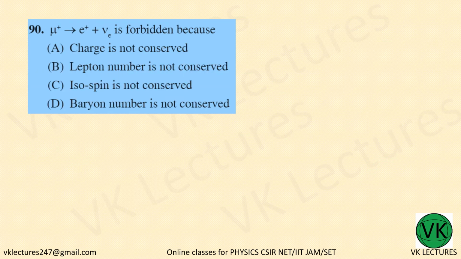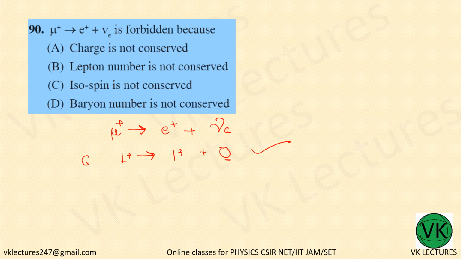Now let us write down this equation here. Muon plus goes to electron plus, that is positron, plus electron neutrino. Now let us see what about the charge. Charge here is 1, positive 1. This is again 1 plus. This electron neutrino, the charge is 0. So charge is conserved. Plus 1 on the right side, plus 1 on the left side.